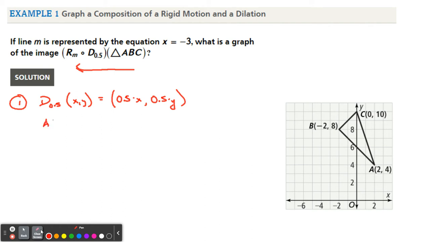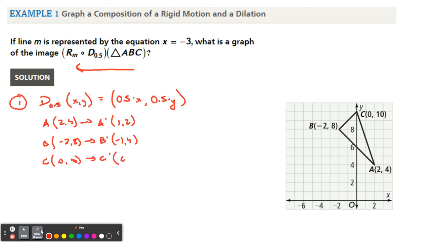So I'll just do that here. So A has coordinates of (2, 4). So when you multiply them by 1/2, you get coordinates of (1, 2). That's A prime. B has coordinates of (-2, 8). So when you multiply by 1/2, B prime will be (-1, 4). And C has coordinates of (0, 10). When you multiply them by 1/2, C prime is still at 0, but your 10 becomes a 5. And let's see this dilated version of our triangle. So (2, 4) becomes (1, 2). There's A prime. (-1, 4) is B prime. And (0, 5) is C prime.